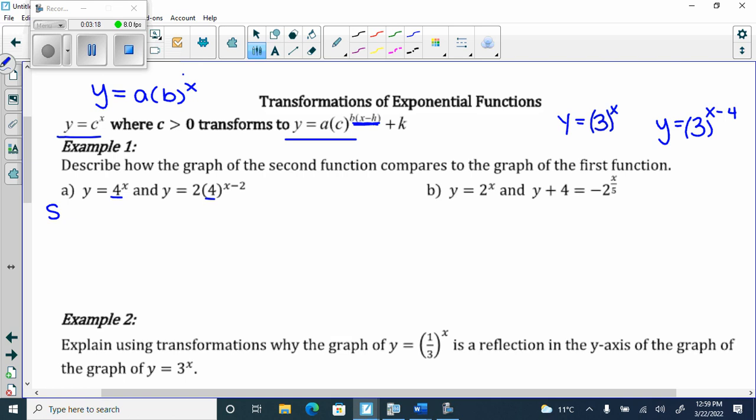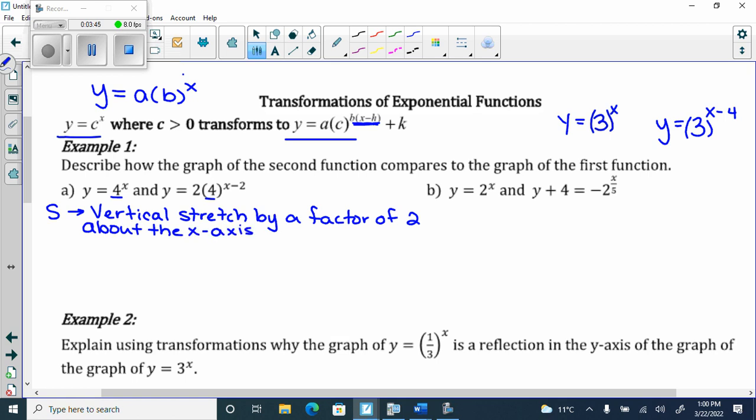Is there a stretch? There's a number in front. What kind of stretch do you think that is? Yeah, it's a vertical stretch by a factor of 2 about the x-axis. Is there a horizontal stretch? Is there anything in front of the x? No, there's no horizontal stretch.